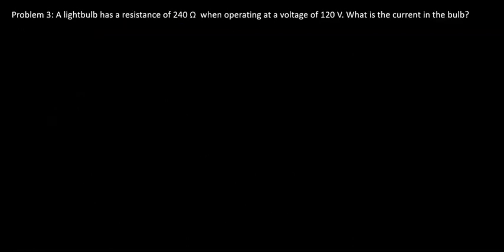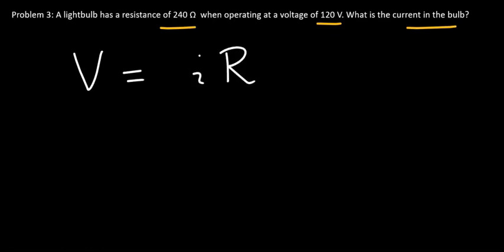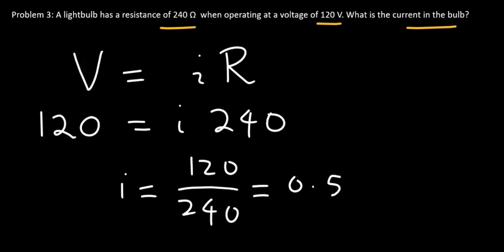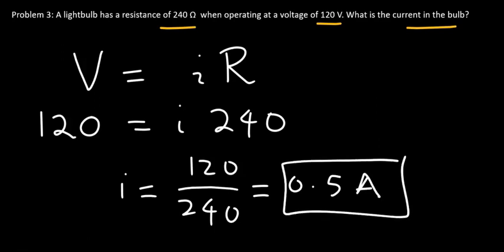Problem 3. A light bulb has a resistance of 240 ohms when operating at a voltage of 120 volts. What is the current in the bulb? So this is just a direct application of Ohm's law. V equals IR. Now we know the operating voltage is 120 volts, the current we want to find, and the resistance is 240 ohms. So solving for I, we get 120 over 240, which is 0.5 ampere. And that solves the problem.